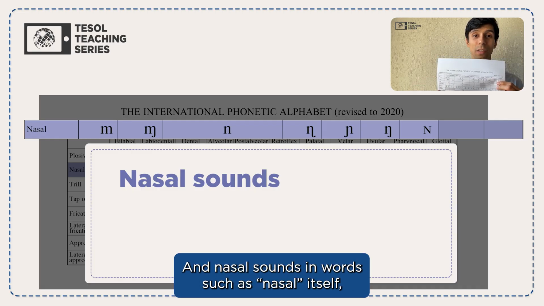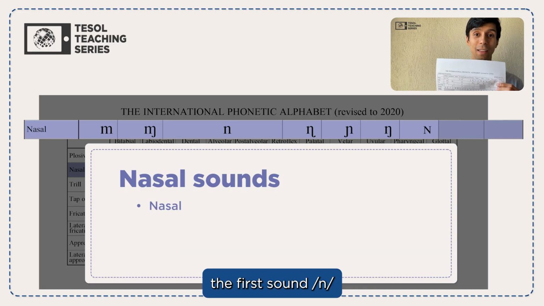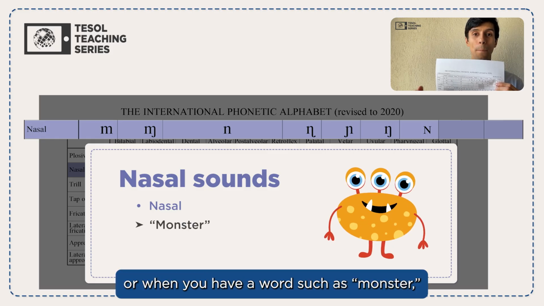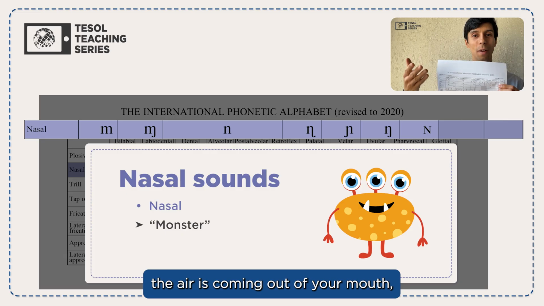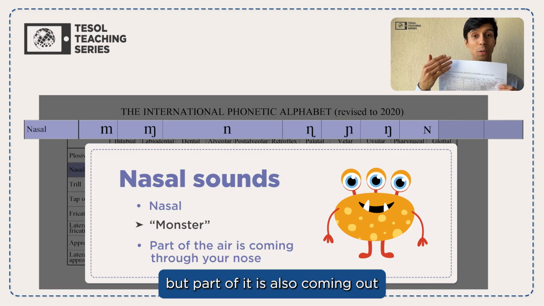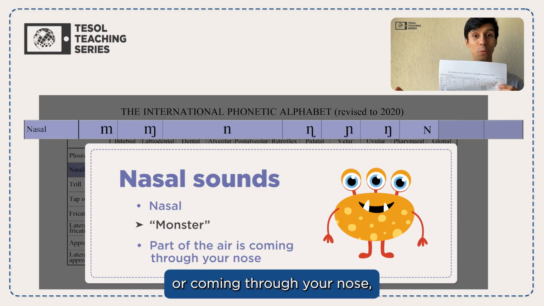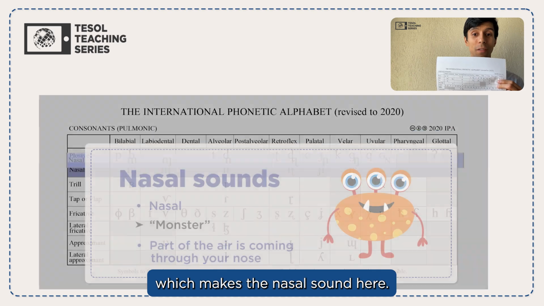And nasal sounds, in words such as nasal itself, the first sound, the n, or when you have a word such as monster, when you have the m, you're going to feel that the air is coming out of your mouth, but part of it is also coming through your nose, which makes the nasal sound here.